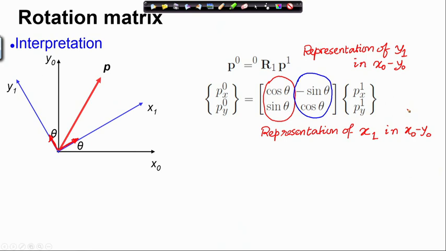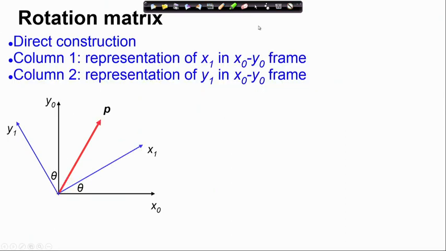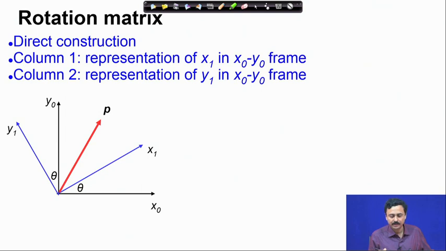Now, if I interpret it this way, then it is very easy to construct the rotation matrix. I need not go through the steps that I have just now shown you. I can directly construct the rotation matrix. So, remember that the first column of the rotation matrix that takes me from 1 to 0 is nothing but the representation of the frames x 1 y 1 in x 0 y 0. So, the first column is the representation of x 1 in x 0 y 0, the second column is the representation of y 1 in x 0 y 0. So, that will construct the rotation matrix 1 to 0. So, we can directly construct the rotation matrix.